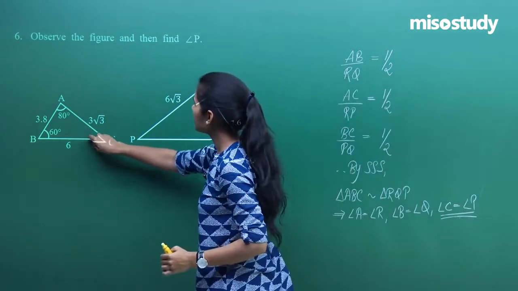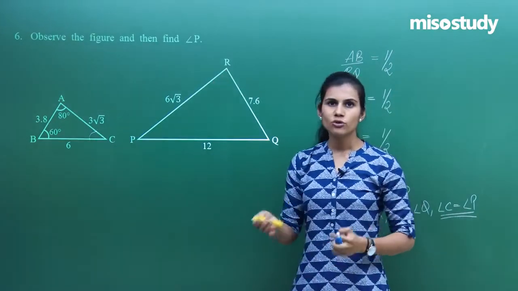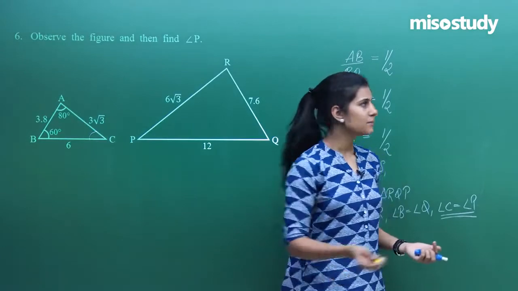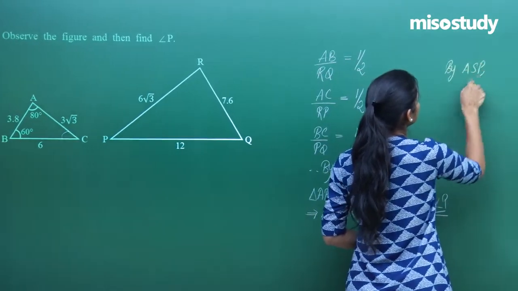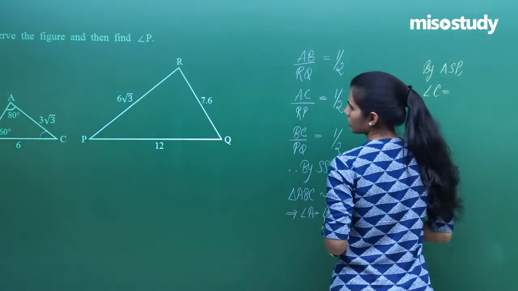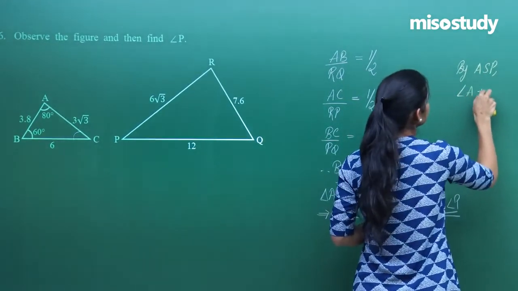What is angle C? If I talk about triangle ABC, two angles are known. One angle can easily be known by angle sum property. So by angle sum property, angle C is what? Angle A plus angle B plus angle C is 180.